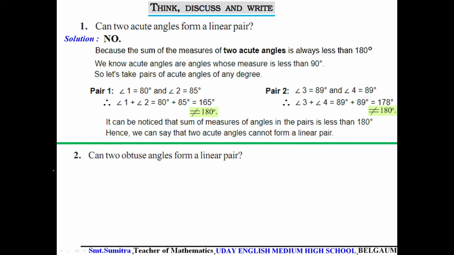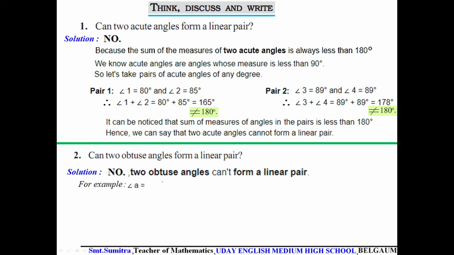Second statement, can two obtuse angles form a linear pair? Let us see the answer. No. Two obtuse angles cannot form a linear pair. I'll give an example. Angle A equals 95 degrees. Obtuse angle means more than 90 degrees. So I have taken one as 95, angle B is 91 degrees. If I add these two, this is going to be 186 degrees. This is again not equal to 180 degrees.